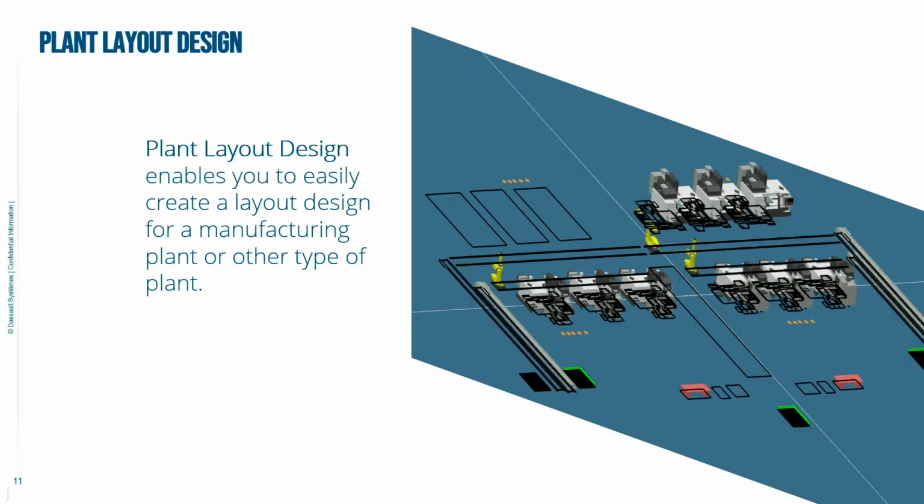So first we'll talk about Plant Layout Design. What it's going to do is enable us to easily create our layout design for a manufacturing plant. Remember, this plant already had 3 existing work cells. We're adding a 4th to it. So we can see in that picture, we've got those set up.